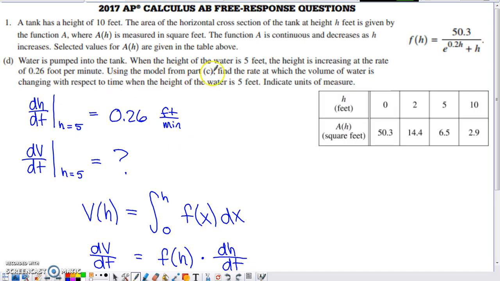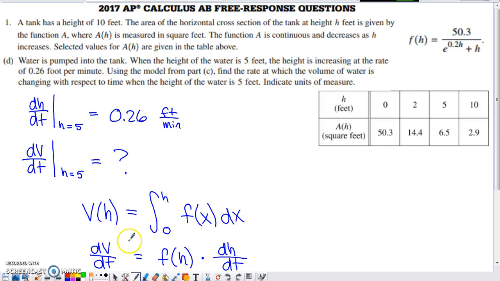If you read on, using the model from part C, find the rate at which the volume of the water is changing with respect to time when the height of the water is 5 feet. So I want to find the rate at which the volume is changing. So I want dV/dt, and I want dV/dt at the same moment in time, so when the height of the water in the tank is 5 feet. So that's the question. So here's what's really, really sneaky about part D. They don't provide us with a volume equation anywhere. They provide us with this formula that gives you the area of the face of a cross section, h feet up the tank. So this is copy and pasted from out of part C.